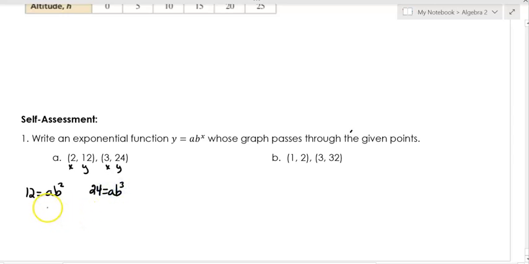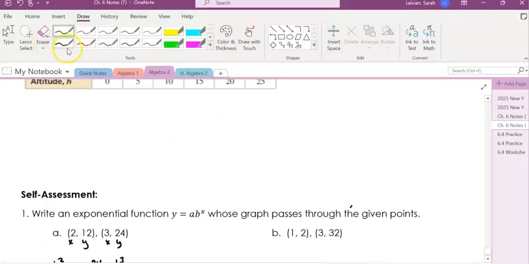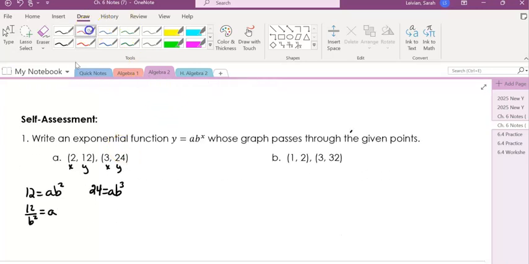Now, I always use the one with the smaller power, so the one on the left. I'm going to solve it and get a by itself. So a is 12 over b squared. All right, so what you do is now you're going to substitute this in for a because it equals a.